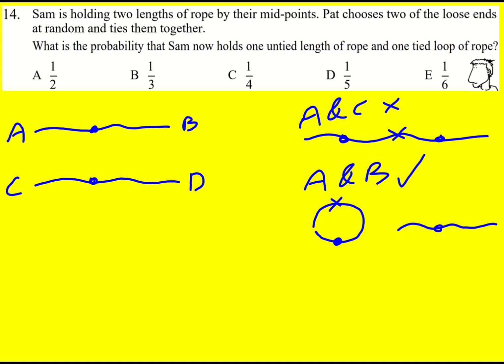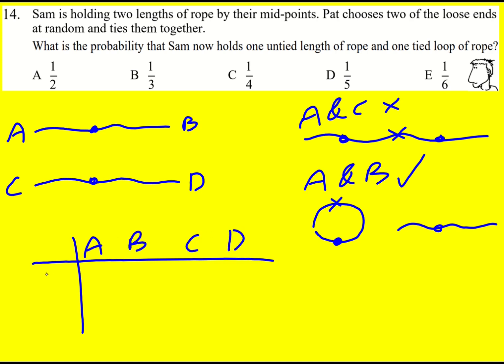Now what I decided to do in this question is draw a little sample space. Perhaps it's overcomplicating it, but it was quite a safe method of doing it. So this is the first end picked, and this is the second. So we can't pick the same end twice. I can put crosses here.